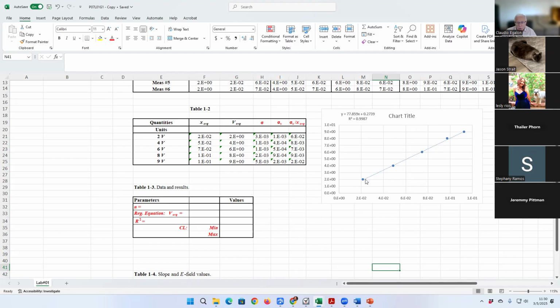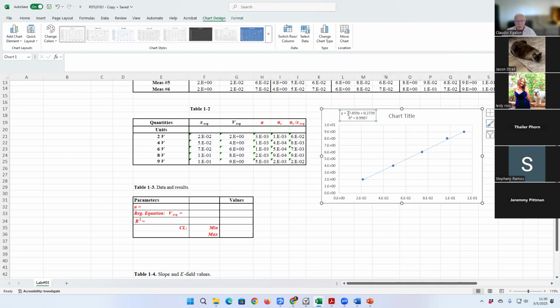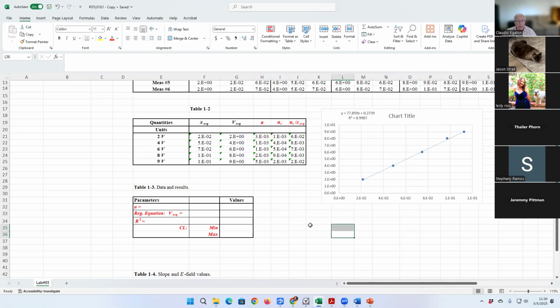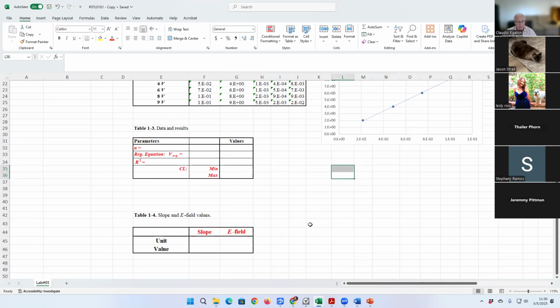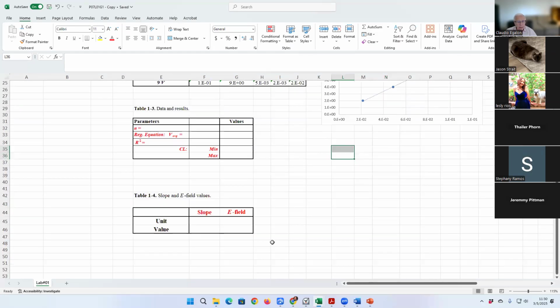And what do we have to do to know? The slope of this equation is going to be exactly the electric field. So this value that you have right in here, 77.859, is going to be the electric field strength. Make sense? Whatever slope you got there, write the value in this table 1-4, as slope and electric field, and put the unit as well.